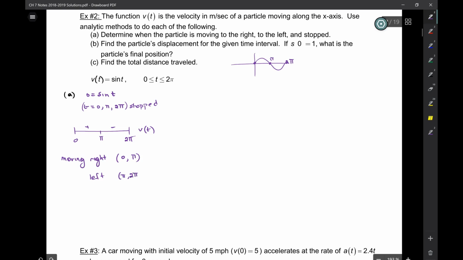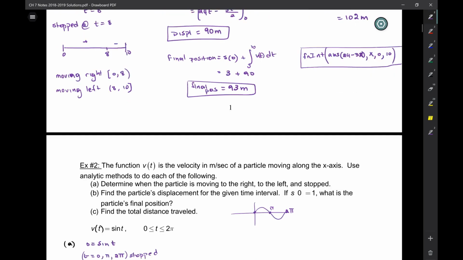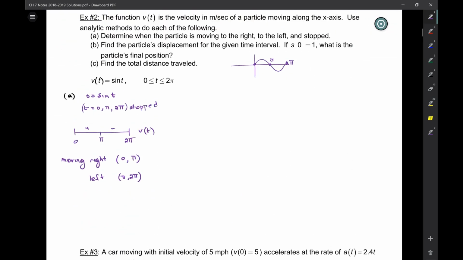For this one, since it stops at 0 and pi, it's open. But for the other ones, it only stopped one time. Technically it was moving at 0; we just started timing it then, but it was moving. So it's open. All right, so that's how it's moving to the left or to the right.